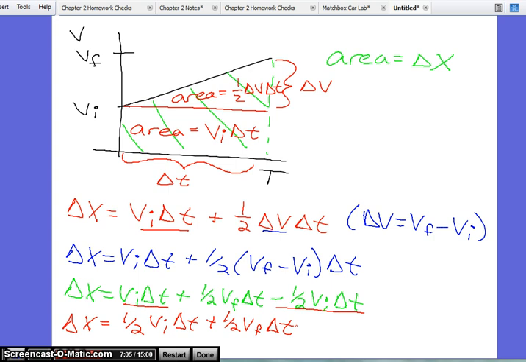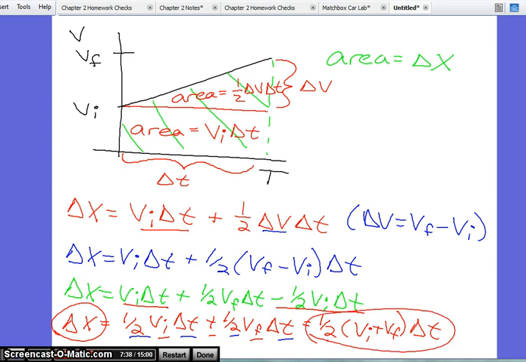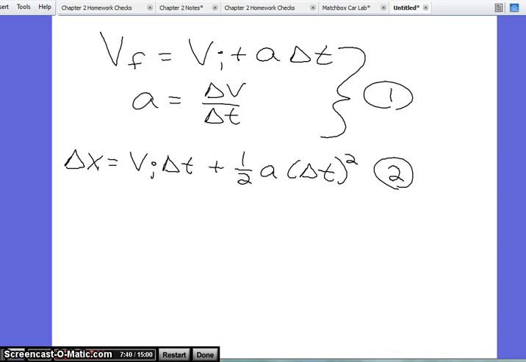Now what we can do is again factor out the 1/2 in front and the delta t on the end. So factor out 1/2 on the front for both, and the delta t on the end for both. And what we are left with is vi plus vf. So that is our third equation. Delta x equals 1/2 vi plus vf quantity times delta t.